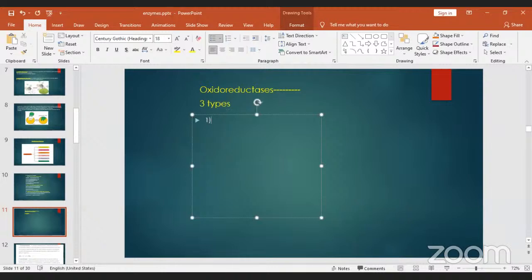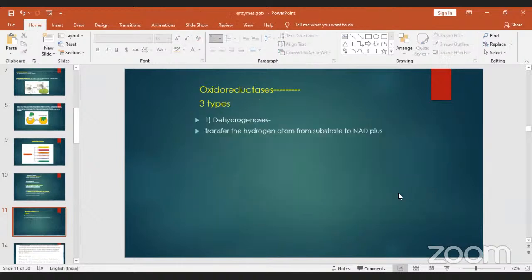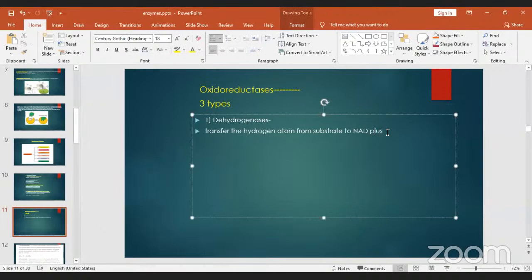First one, dehydrogenases. These dehydrogenases transfer hydrogen atom from the substrate to NAD plus. Dehydrogenase means transfer of hydrogen atom from substrate to NAD plus.